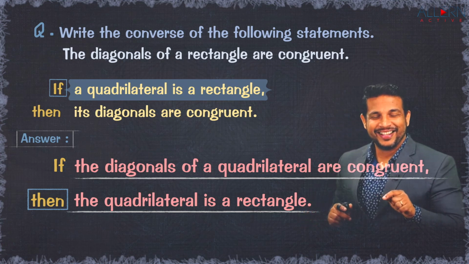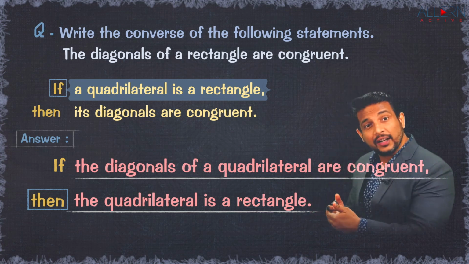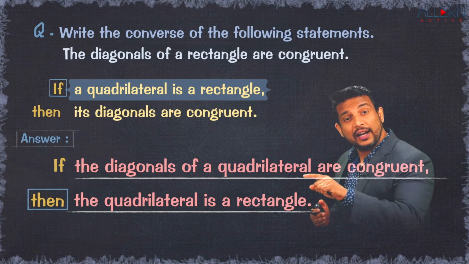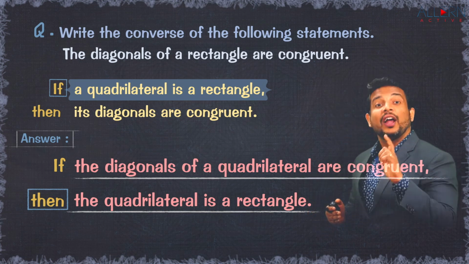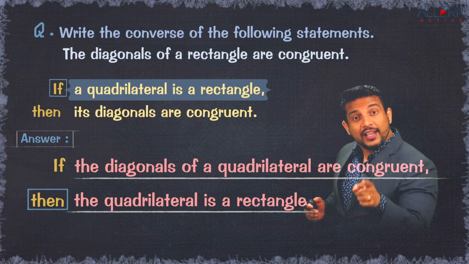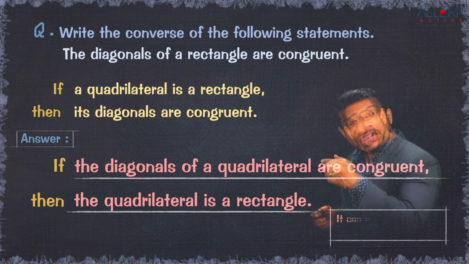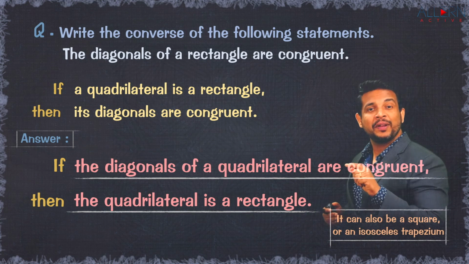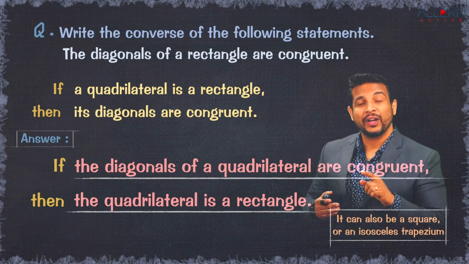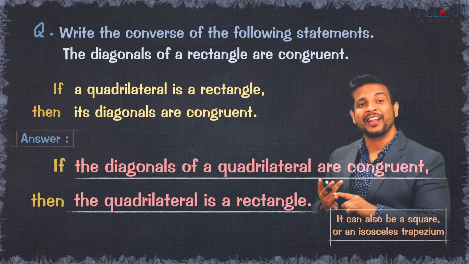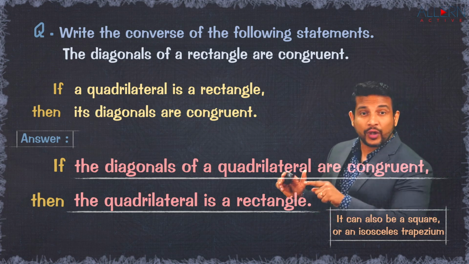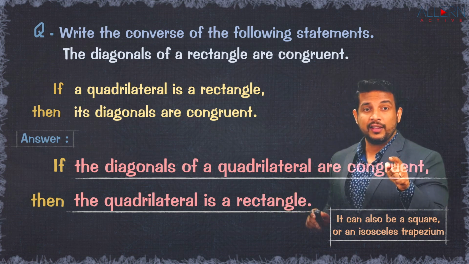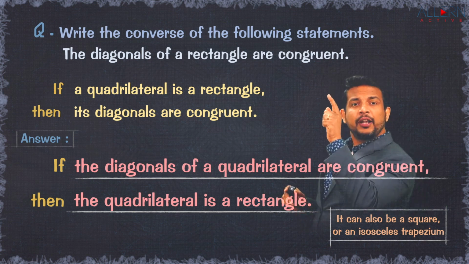Not necessarily. If the diagonals are congruent, yes, the quadrilateral can be a rectangle. But if the diagonals are congruent, the same quadrilateral can be a square also. One more, if the diagonals are congruent, then the same quadrilateral can be an isosceles trapezium also. Remember that, because this is applicable in all. Diagonals are congruent in a square also, and in an isosceles trapezium also. So when diagonals are congruent, you cannot say that it is always going to be a rectangle, because it can be an isosceles trapezium, it can be a square.